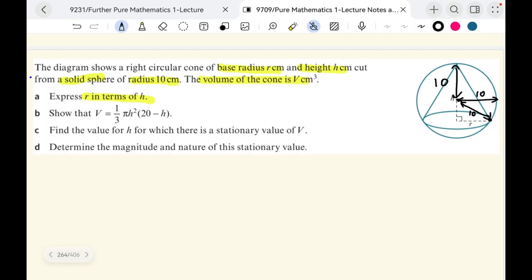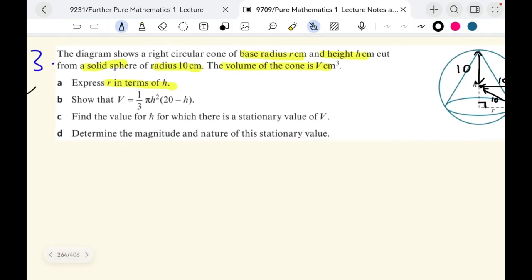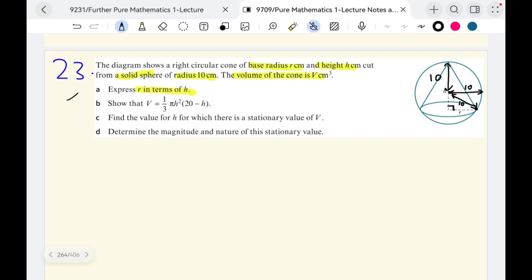At the same time, you can see there's a right angle. So we have to think about the right angle over there. Use this information to express R in terms of H. This is the right-angled triangle we obtained. This is the right angle. What about this distance? This is the center point of the solid sphere. And how to get this distance? This is H, this is 10. So H minus 10.